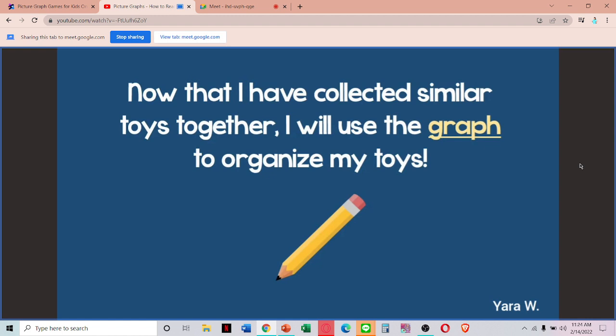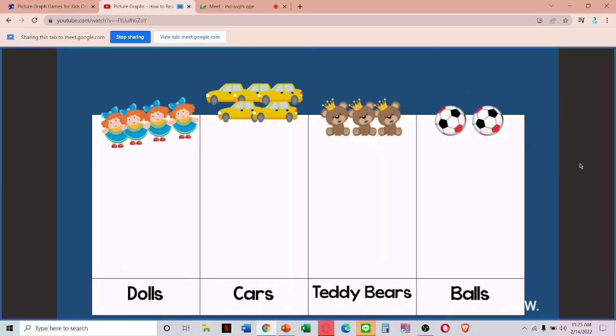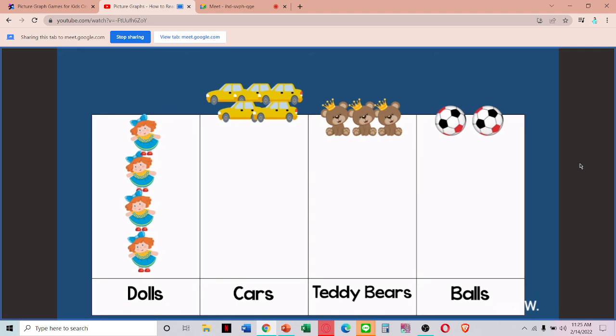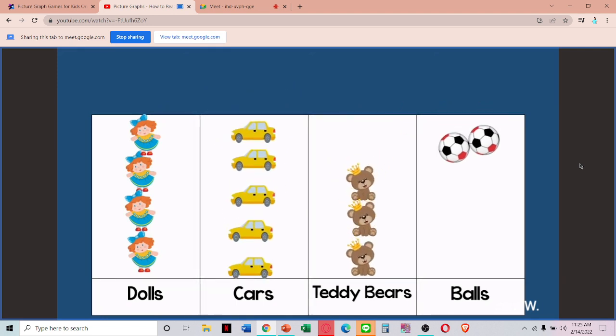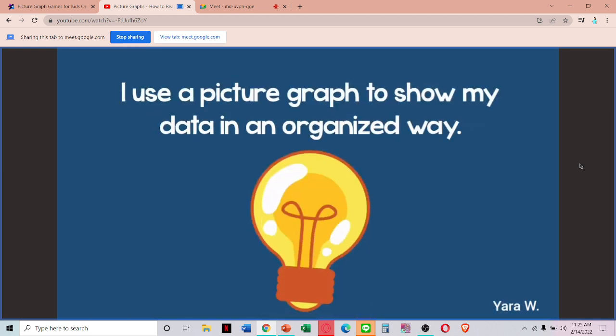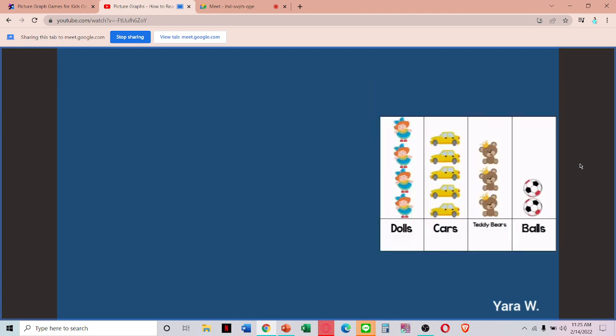Now that my toys are all organized, I will get on with my graph. I will place all the dolls, cars, teddy bears, and footballs in their correct columns on the graph. So now I know I use my picture graph to show my data in an orderly way. And now that I'm organized, I can answer questions easily.